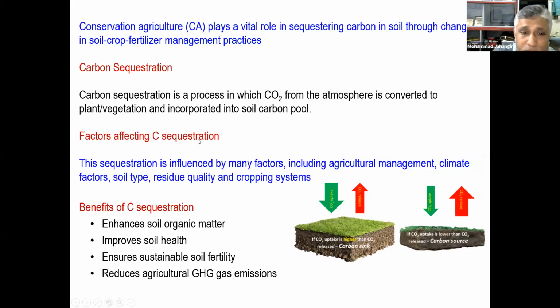Okay, carbon sequestration, I already mentioned what it is and what benefit we can get from it. Especially it enhances soil organic matter content, improves soil health, ensures sustainable soil fertility, and reduces agricultural greenhouse gas emissions. Soil health here means the soil sustains a very good ecological status, especially macro and microorganisms in soils. So it has good diversity, and the microbial community composition and structure are good. And if the soil physical environment is good, that is more aggregated soils, more aeration, more water and nutrient movement, and if we have more organic matter, that means a stock of other nutrients, then we can claim that yes, this is a healthy soil.